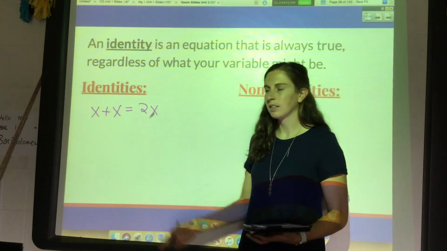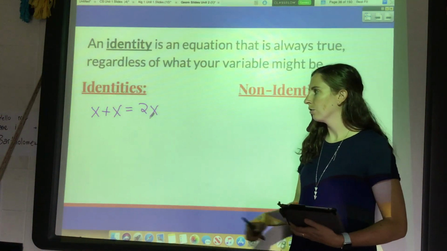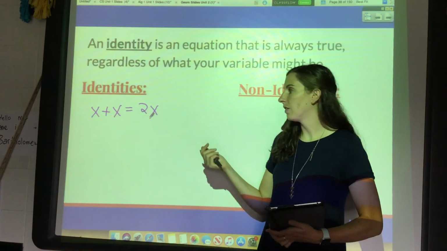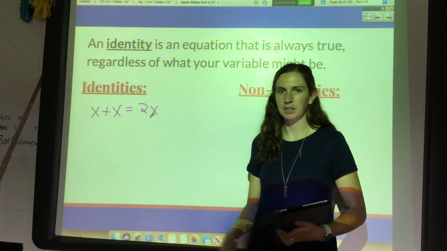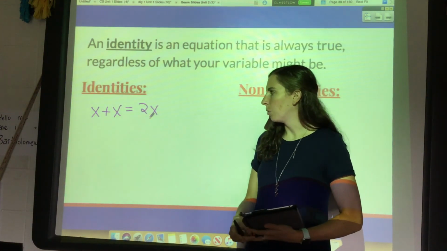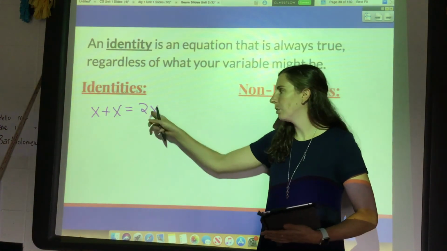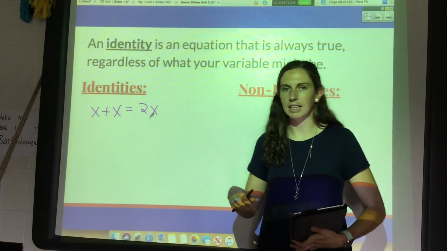x plus x equals 2x. That's an identity because it's always true, regardless of what we put in for x. Like let's say x is 5. 5 plus 5 equals 2 times 5, which is 10. Or 0 plus 0 equals 2 times 0. No matter what I put in for x, this is always true, so it's an identity.